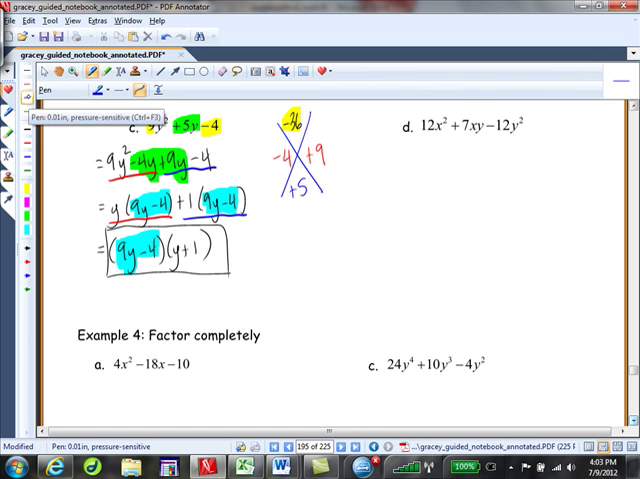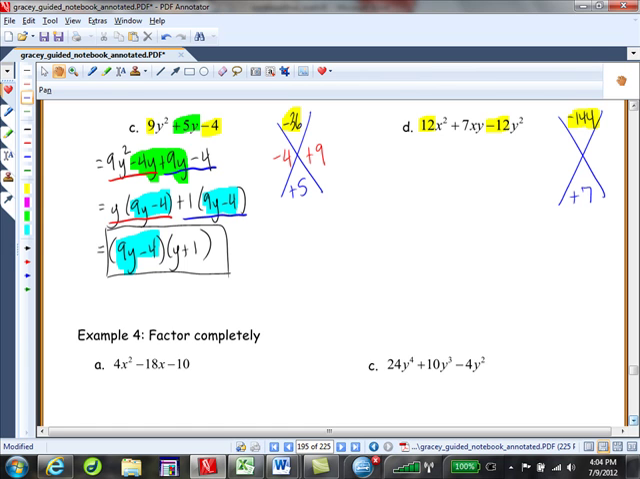Okay, so our x for part D will be 12 times negative 12 is negative 144. And then we have a positive 7. Be careful, the xy is the middle term. So I've got to keep an eye out for that. Now this minus, this negative product, means we're going to have opposing terms. So we're looking for something that's got a product of negative 144 and a difference of positive 7.